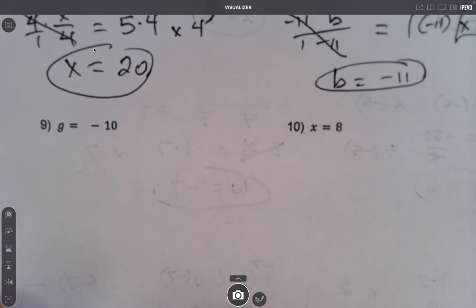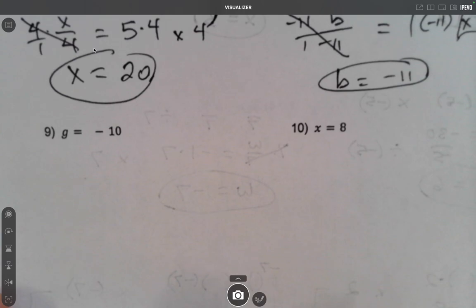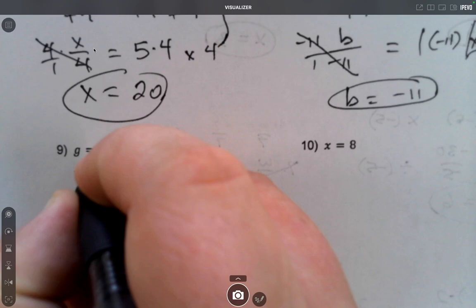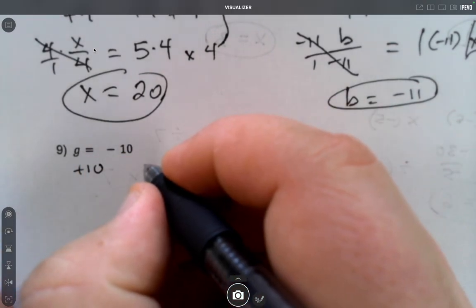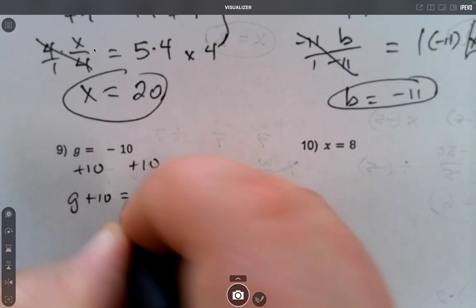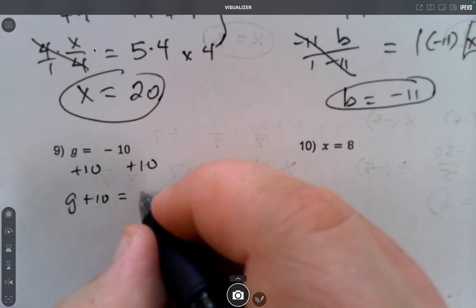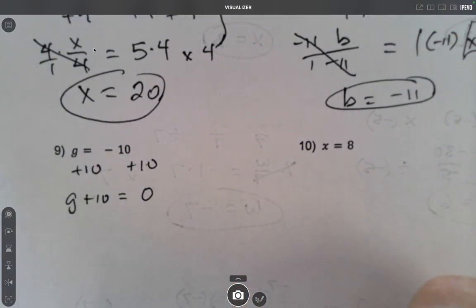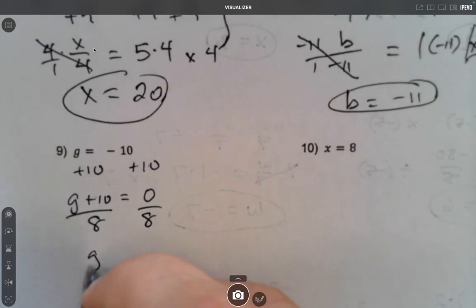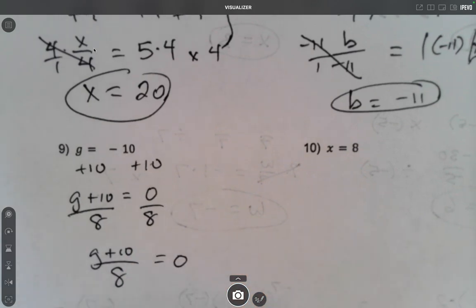Okay, so I think I will start this time by adding, let's add 10, why not? g plus 10, and negative 10 plus 10 is 0. But now I make a giant fraction because I'm going to divide both sides by, let's do 8. So I divide both sides by 8. So g plus 10 over 8 equals 0. Because 0 divided by 8 is 0.